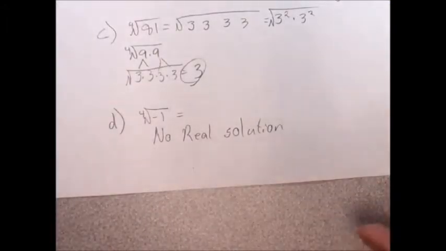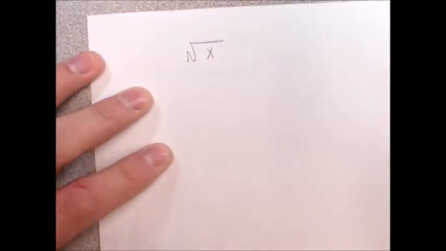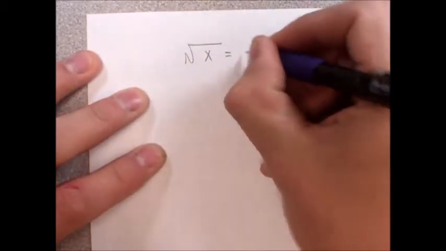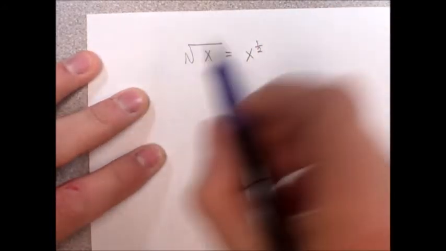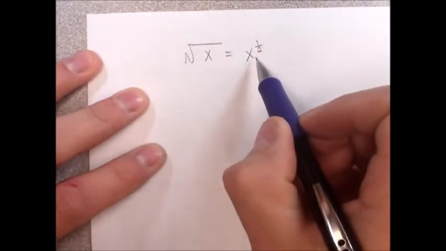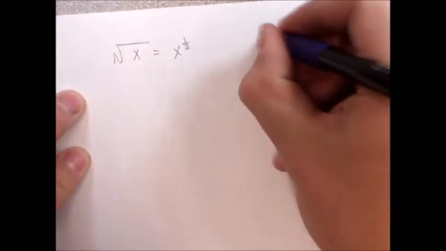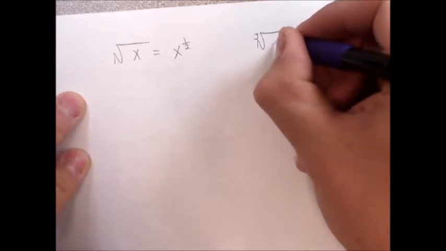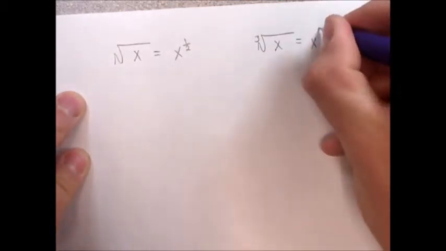Okay, any questions? Okay, I want to give you just a little bit of a rule here. When you see the square root of something, I'm going to say x, you can rewrite this as x to the 1/2 power. If you want to rewrite it as a power, it is to the 1/2. Now, if I said the cube root of something, let's just do x again, I can again rewrite that as x to the 1/3.